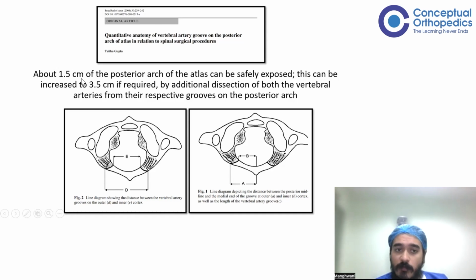So beyond 1.5 centimeters, it is not safe, and it is safe only if you dissect the vertebral artery as well. So this is important because this is asked. How much is the safe dissection in centimeters that you may do? That is 1.5 centimeters.